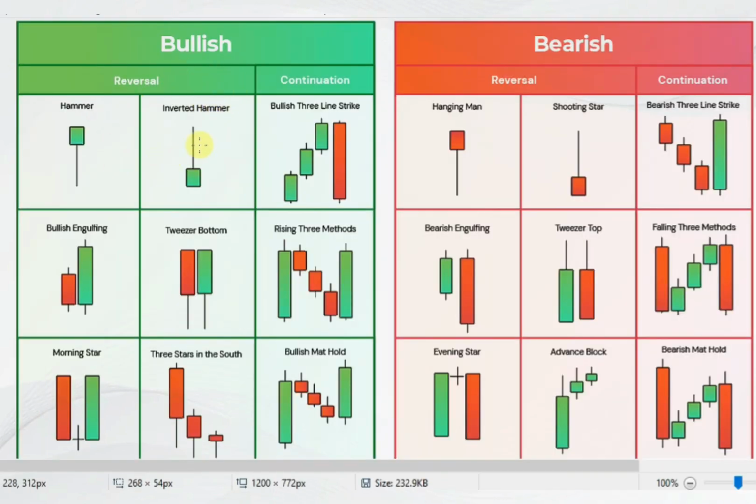Here are a few candlestick patterns. We have the reversal patterns and the continuation patterns. All right, so this one is for the bullish move, like for an uptrend. When you see a hammer, I already talked about a hammer before. When you see a hammer in the market, it indicates a buy, right? When you see an inverted hammer, also a buy in the market. When you see these three bullish three-line strikes, it's also a continuation pattern, and it's for an uptrend.